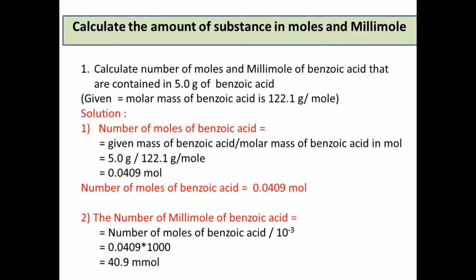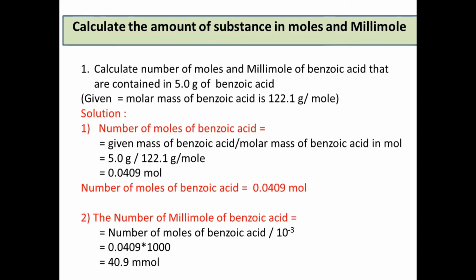So here we'll discuss the first example. Calculate the number of moles and millimoles of benzoic acid that are contained in 5.0 gram of benzoic acid. So you have to calculate the number of moles and millimoles for benzoic acid. One should know the molar mass of benzoic acid, since to calculate the moles and millimoles it is very essential to have the molar mass of that particular substance. So what is the given quantity? That is 5.0 gram of benzoic acid, containing how many moles and millimoles. The provided data is the molar mass of benzoic acid, that is 122.1 gram per mole.